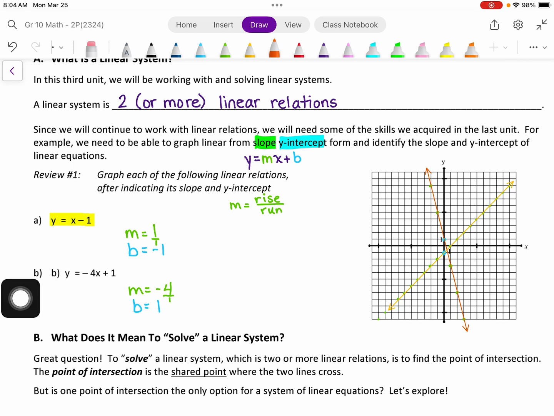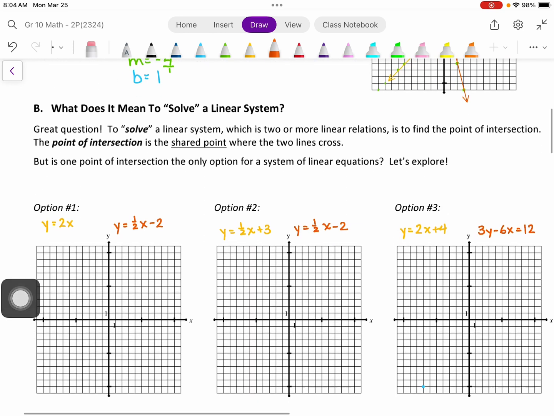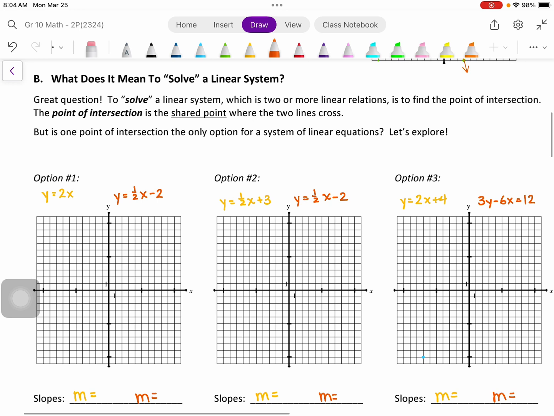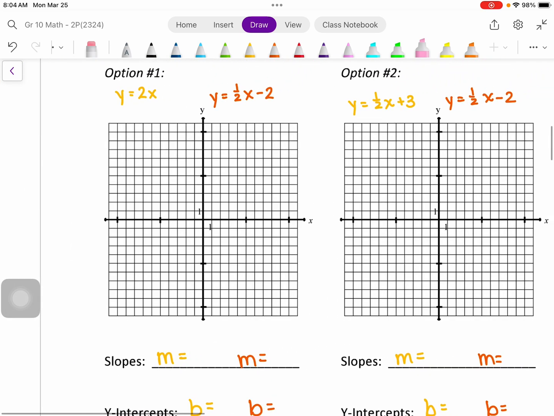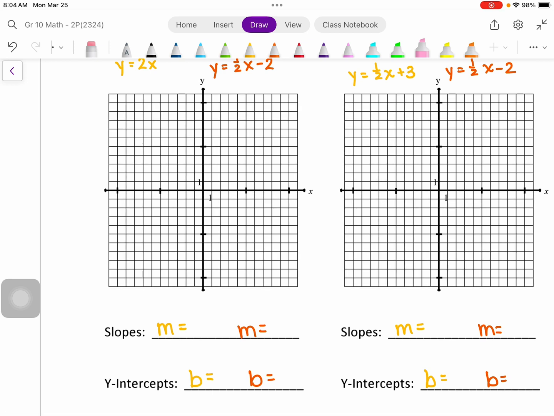So in this unit, we are going to be doing something called solving a linear system. So what does that mean? Solving a linear system just means that we are going to find what is called the point of intersection. So that is the point where the two lines cross. But can we only have one point of intersection? So let's take a look at a few questions here and see what we find.